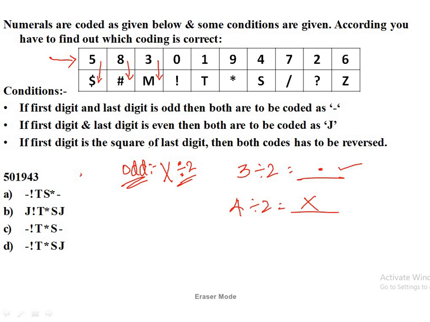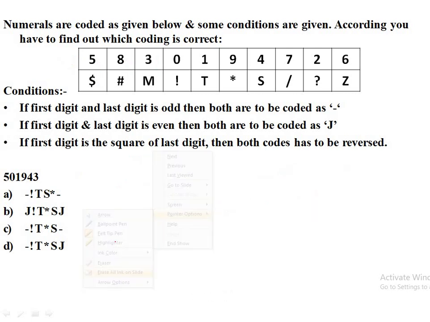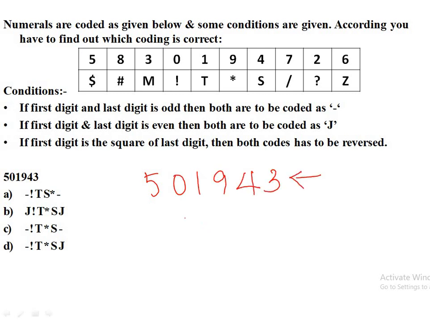So let's discuss. Now I will be moving to the first question. As you can see, what do we have? So I'm writing here 501943. Correct. So this is our question. We need to solve this.